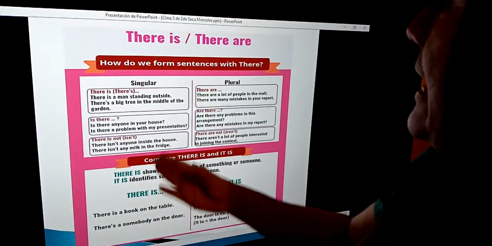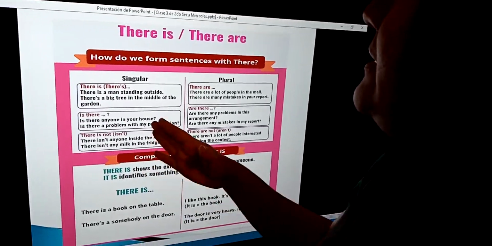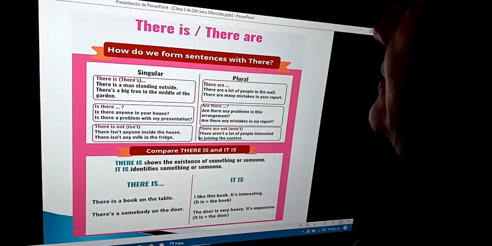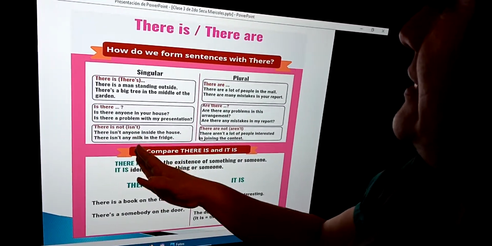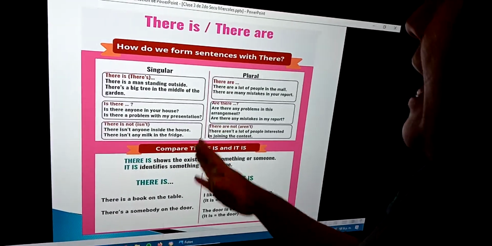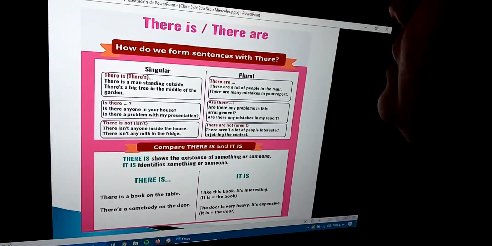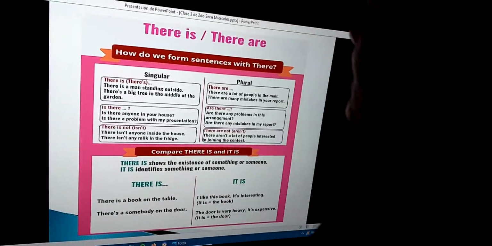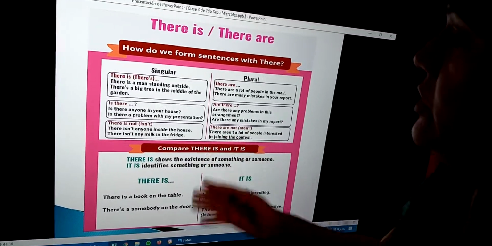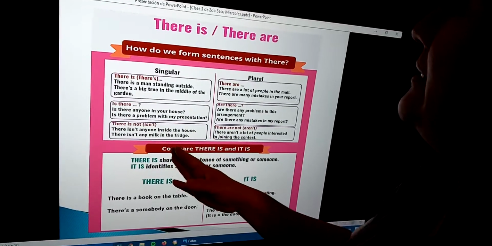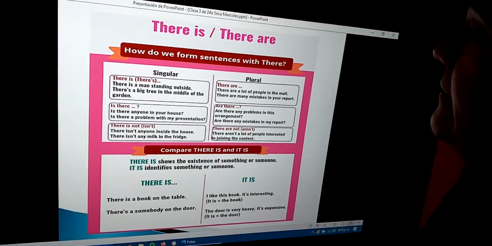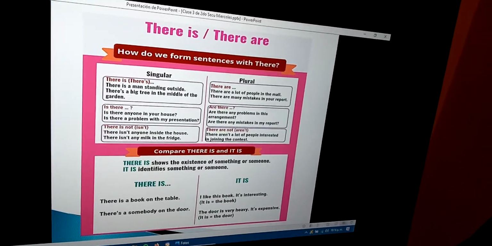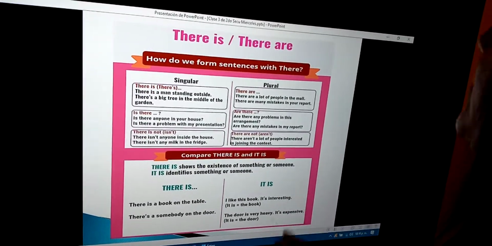Next, the negative. There is not, and the contraction is "isn't." See? There isn't anyone inside the house. Another one: there isn't any meat in the refrigerator.